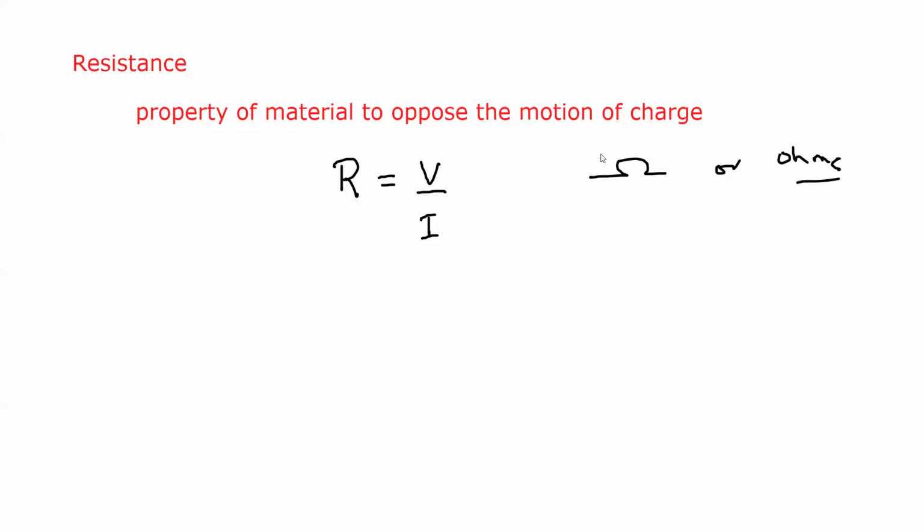Resistance not only depends on the dimension of the material, it also depends on the type of the material as well as the temperature. So many factors collectively will affect the resistance. The first one, the factors which can affect the resistance. The first one is length.